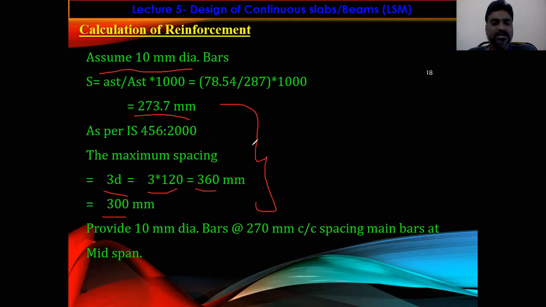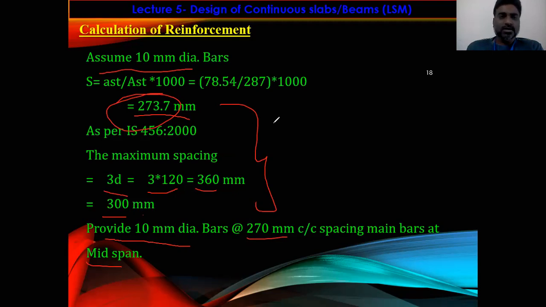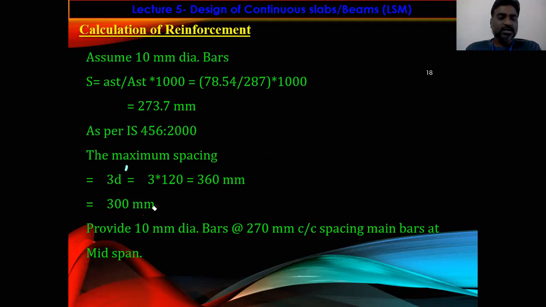So out of which you can provide the least. Which one is least? 273.7 is the least. So therefore, provide 10 mm dia bars at 270 mm center to center spacing, main bars at midspan location. Right? So this is how you need to determine the main reinforcement in one-way slabs, in continuous slabs.